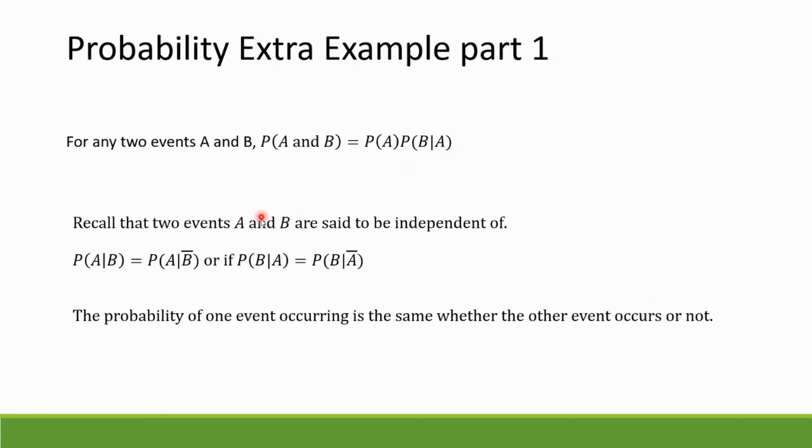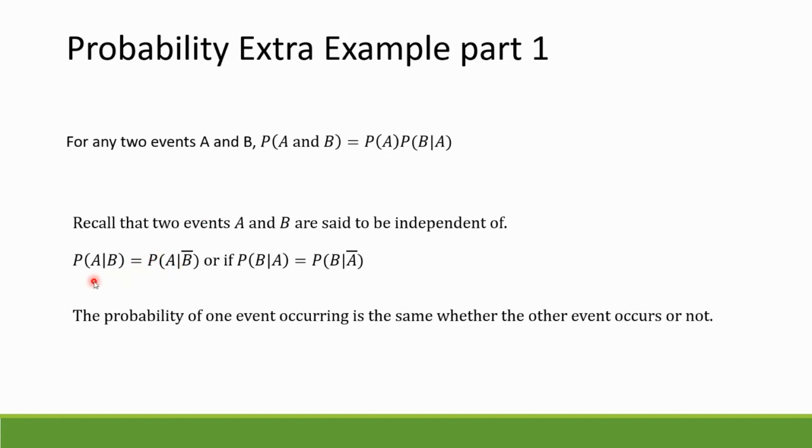And this brings us into the notion of 2 events being independent. Basically, 2 events are considered independent if the probability of one event occurring is the same regardless of whether the other event occurs or not. So if you have 2 events, A and B, the probability of A given that B has occurred is the same as the probability of A given that the complement of B has occurred. Remember, this bar is the notation we use for the complement of an event. The complement occurs if the event does not occur.